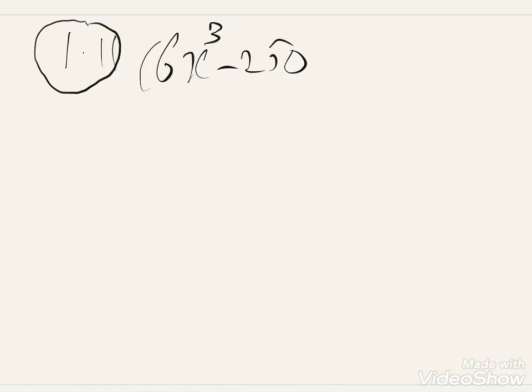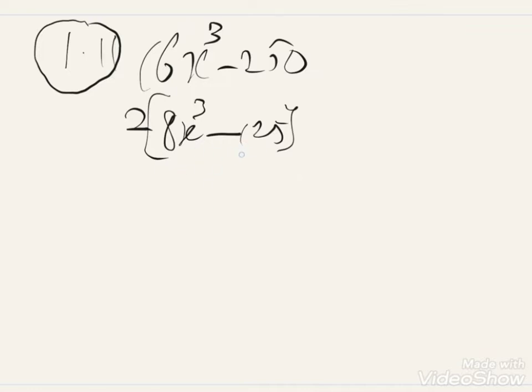So let us not waste time. There's a common factor in each of the terms, and the factor there is 2. When I factor out 2, 2 cancels 16, I will have 8x cubed. 2 cancels 250, I will have minus 125.